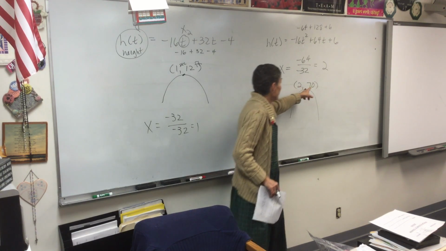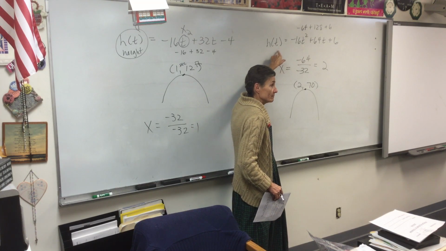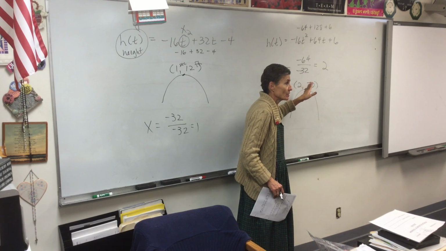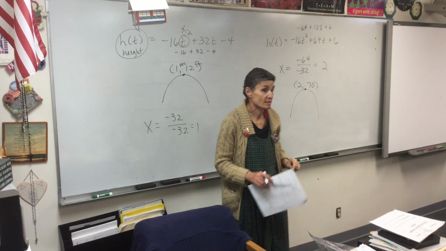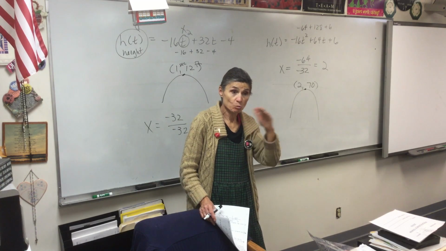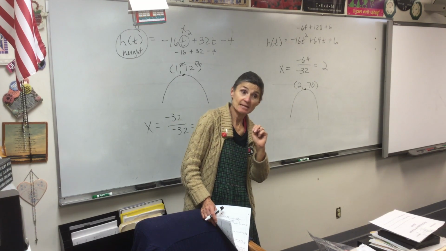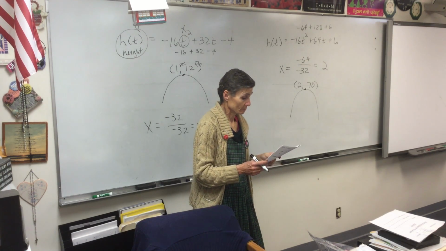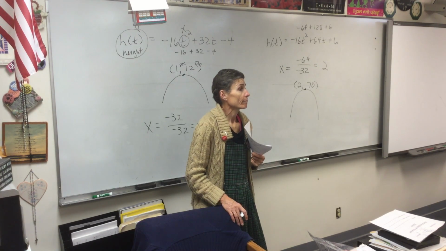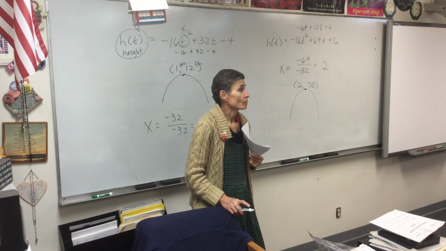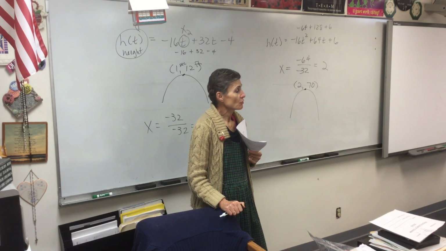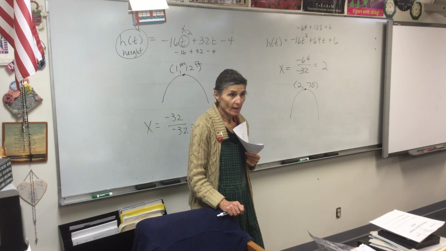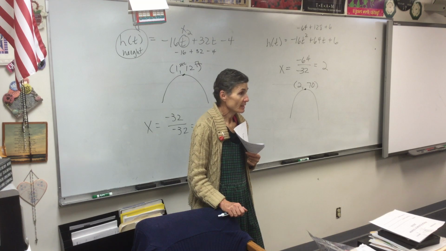This question's different. This time we want the height, which is the y. What's the 2 mean? Second. 2 seconds. That's when it reaches its highest point. So if it says when, you say 2. If it says how high, you say 70. Got it? What does maximum mean you're looking for? Vertex. X equals negative b over 2a. Don't make it hard. It isn't.